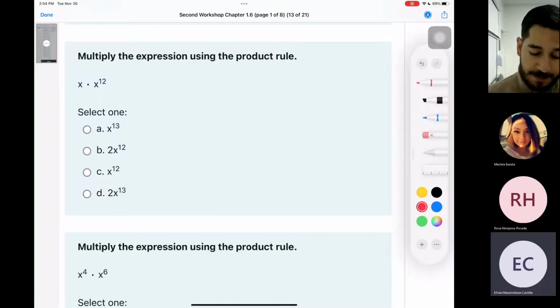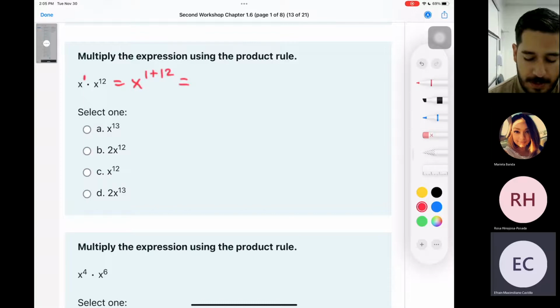For this other example, you're going to see the trend right now. We're multiplying two variables. If the variable doesn't have an exponent, we have to assume that's a number 1. And all I'm going to do is add the exponents. So 1 plus 12, that's 13. x to the power of 13.